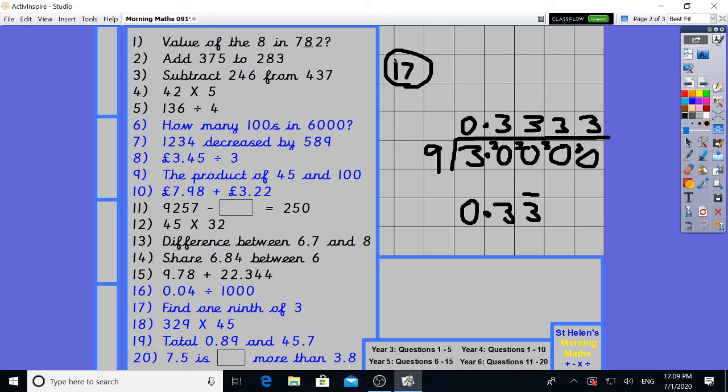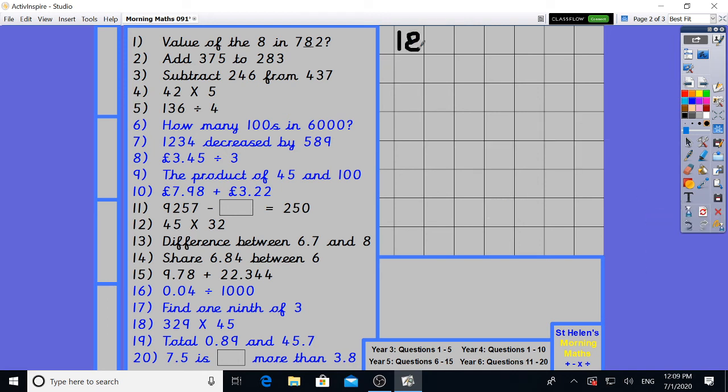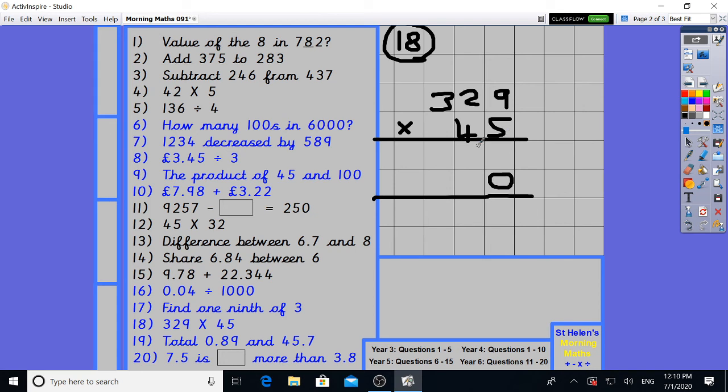Question 18. I wonder if you're racing me on this. I'm going to do this quite fast today. Hope I don't mess it up. You need to be careful. 5 times 9, 45.